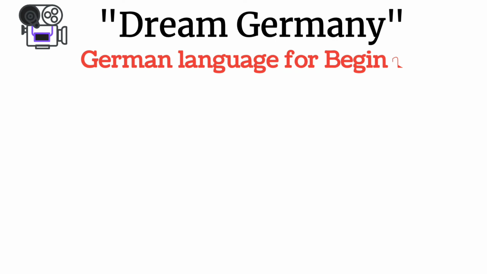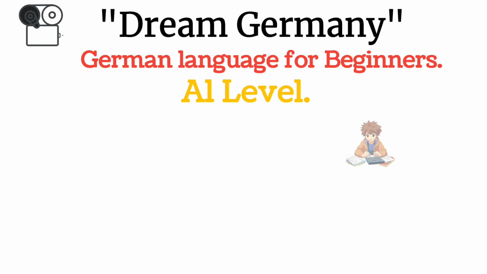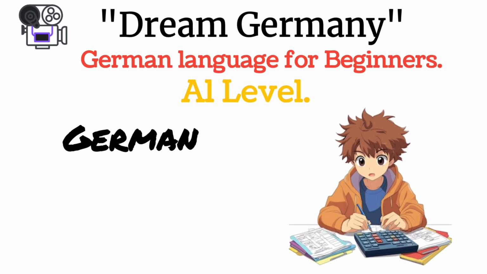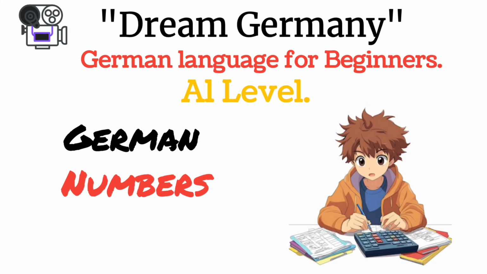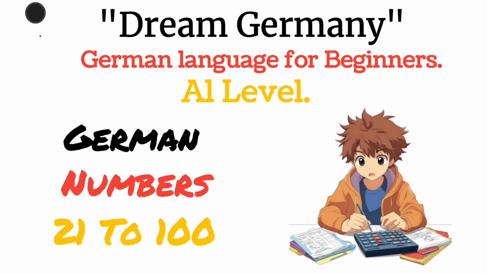In this lesson you will learn numbers in German from 21 to 100 and their pronunciation. If you want to learn numbers from 0 to 20, you can visit my channel and watch Lesson 3 and Lesson 4. So let's begin.